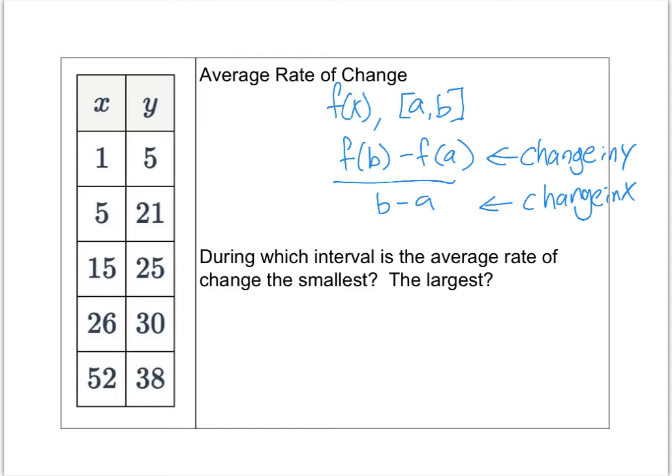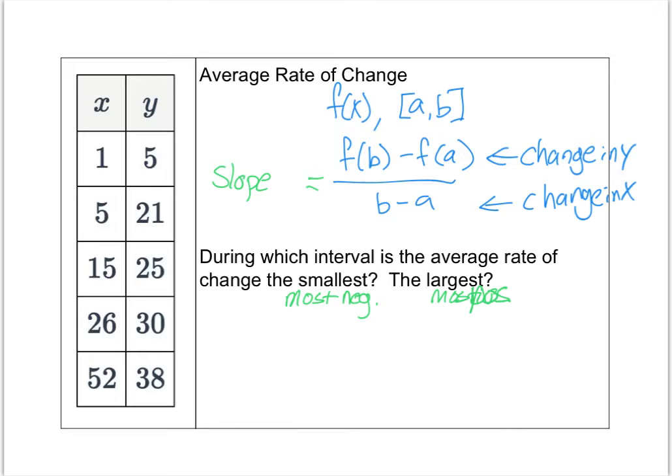Do you happen to notice that this doesn't seem to be something new? We have another word for this. This is going to be the slope between the endpoints of an interval. So in terms of which interval is the average rate of change the smallest, I'm going to call this the most negative, and largest is going to be the most positive. We're going to do some rates of change here.